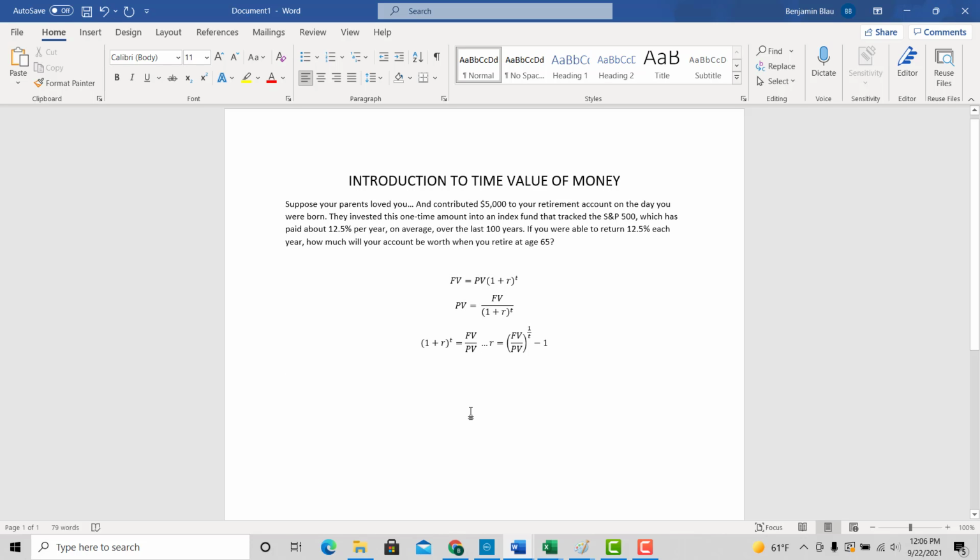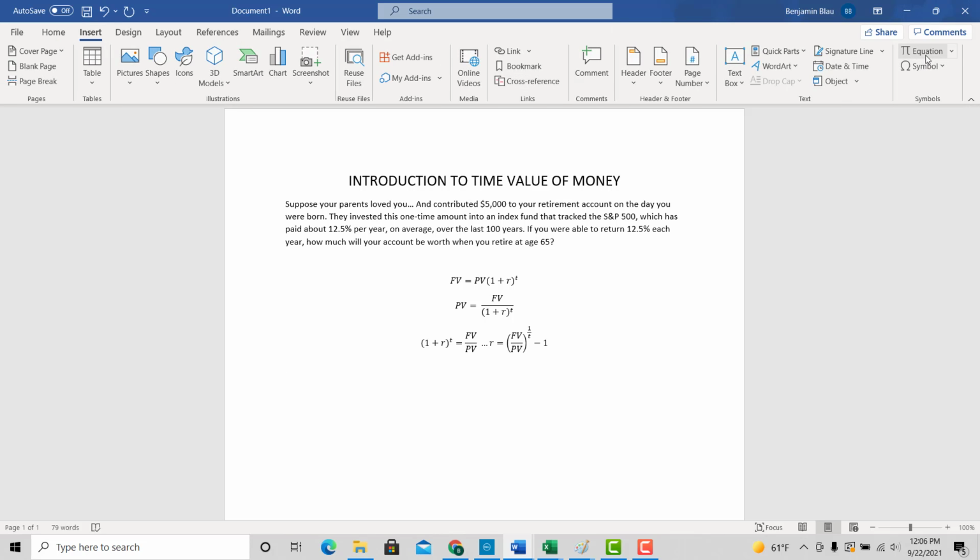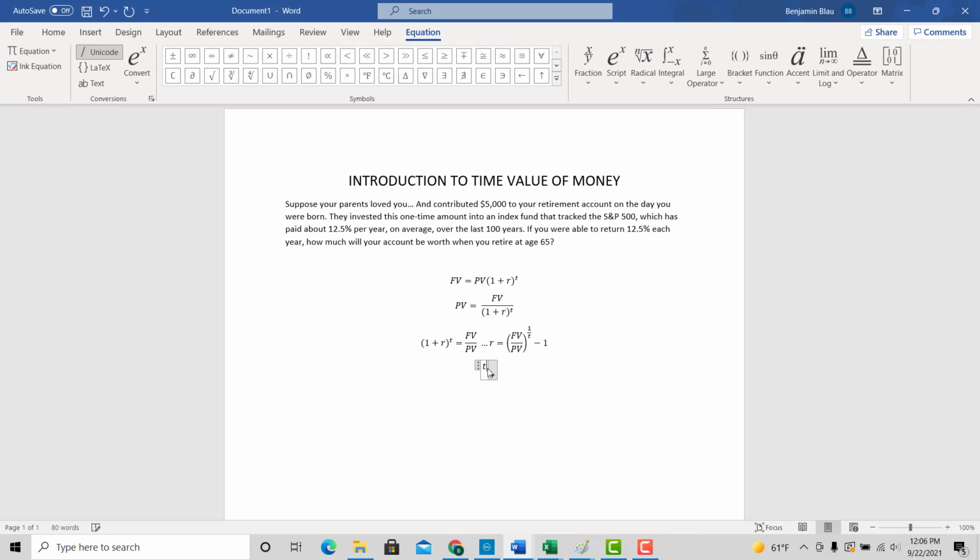So I just talked through that algebra. I won't show you how to do that. I don't know that it's necessary to understand. But the formula to find T is going to be equal to the natural log of the future value over the present value divided by the natural log of 1 plus R. Okay, and that's how you solve for T alone on the left hand side.